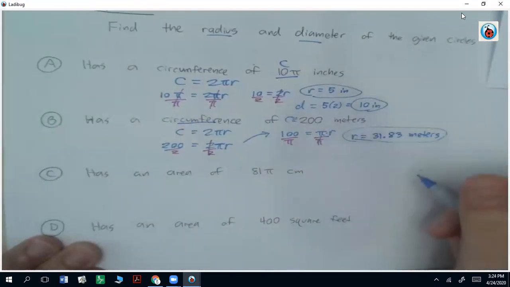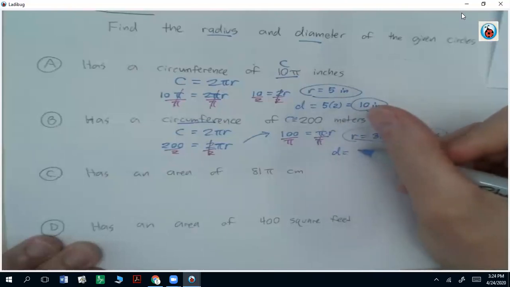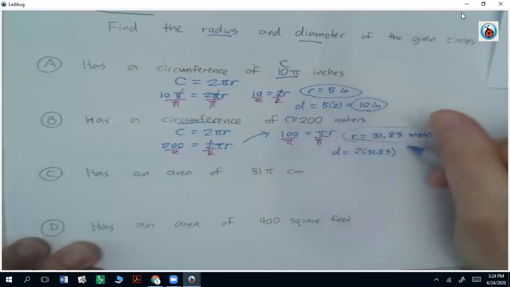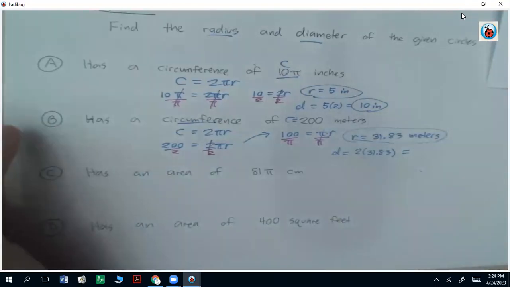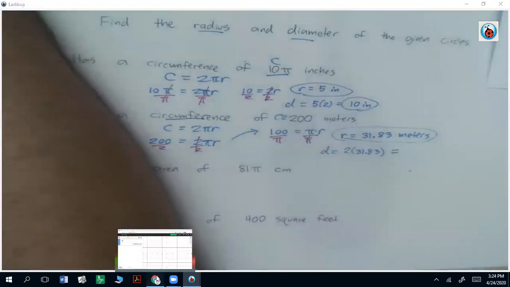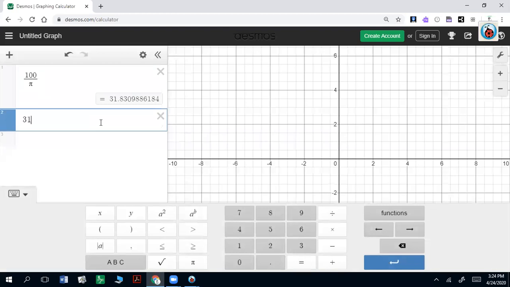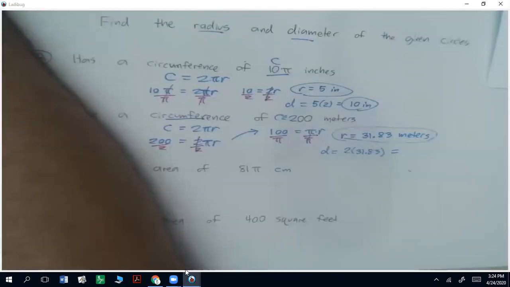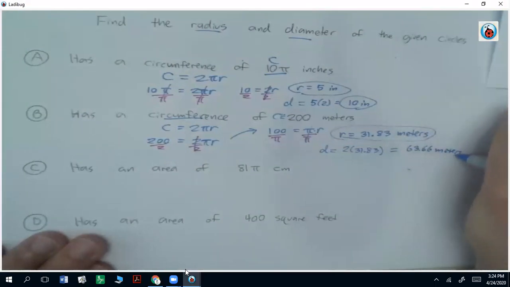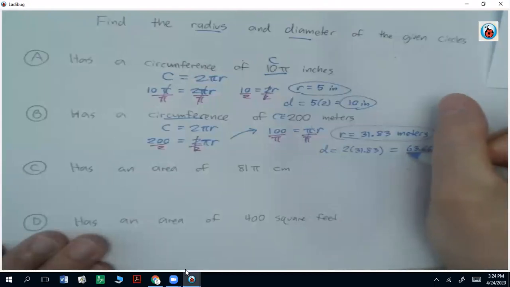Diameter is always going to be twice that. So whatever that number times 2. Let's see, 32 times 2 is 64. It'll be like 63 point something. Let's see what we get. 31.83 times 2 is 63.66. You can also shorthand meters with an m if you'd like.